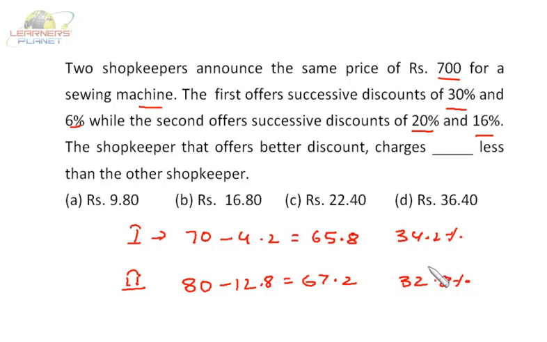And what is the difference between these two? That is 34.2% minus 32.8%. I'm sorry, it is 32.8 and it is 34.2. So the difference in discount is 1.4%. Now we have to calculate the discount on 700. So 700 into 1.4% is 9.8 rupees. So the difference between their prices is 9.8 rupees. I hope you are clear.